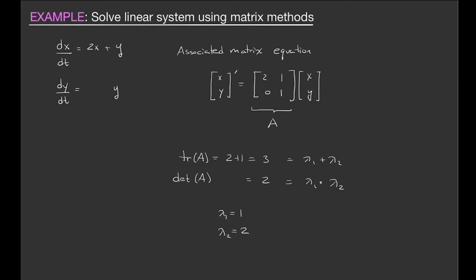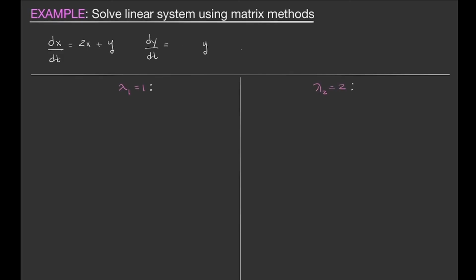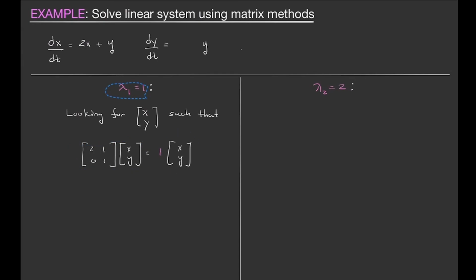Now what we'll do is for each one of these eigenvalues, we'll find an associated eigenvector, or a class of vectors, if you will. If we start with lambda 1, what we're doing is we're looking for some vector xy such that the matrix times the vector is just a multiple of that vector. And in particular, since lambda 1 is equal to 1, we want it to be 1 times the vector. So just the vector itself.